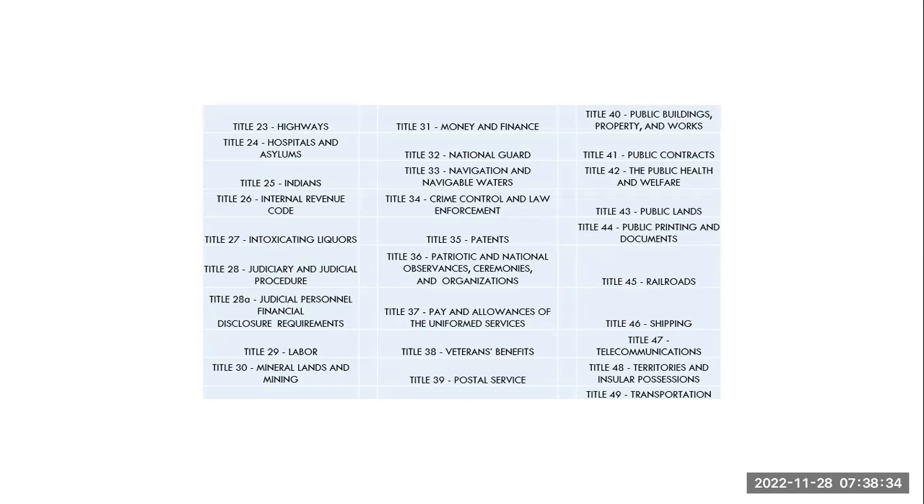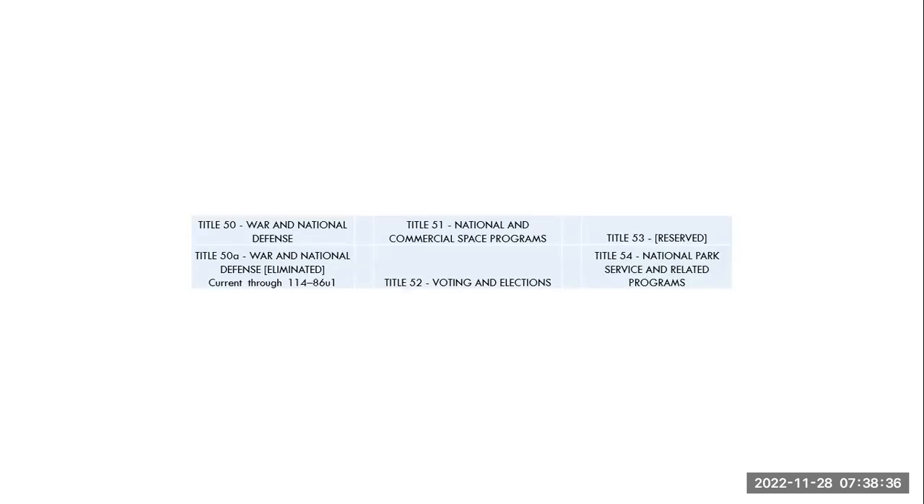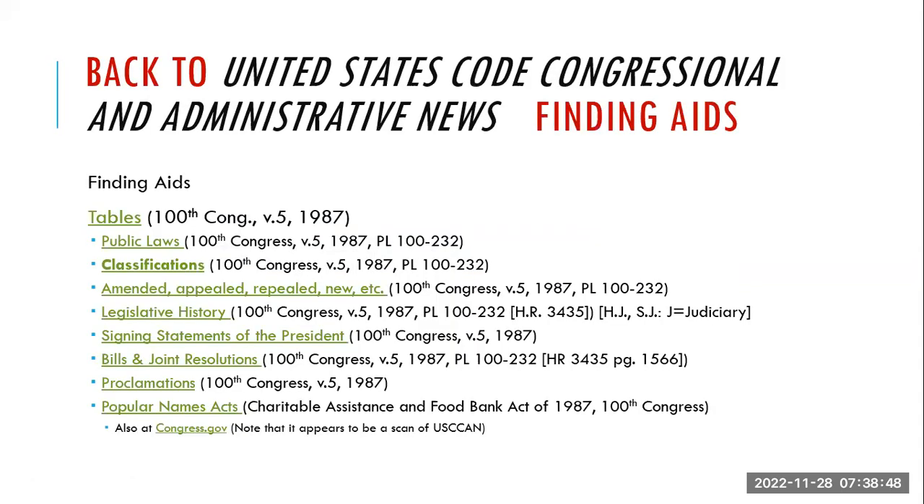More titles. There's 54 in total, but number 53 is blank. It's been reserved for future issues. So also in USCCAN are finding aids, tables to help you find the laws that you're looking for.